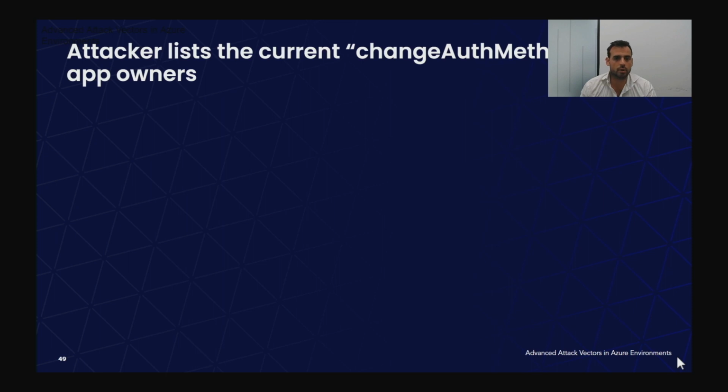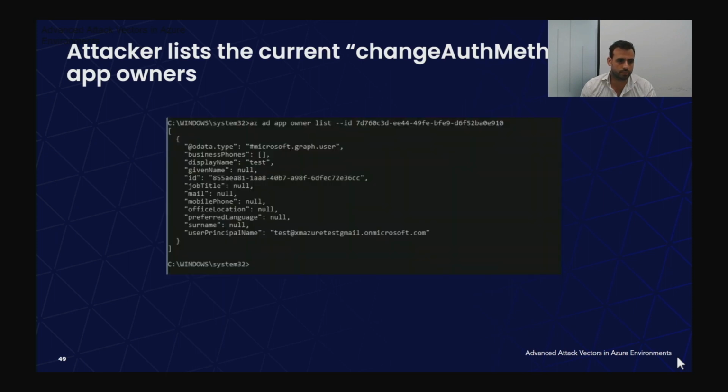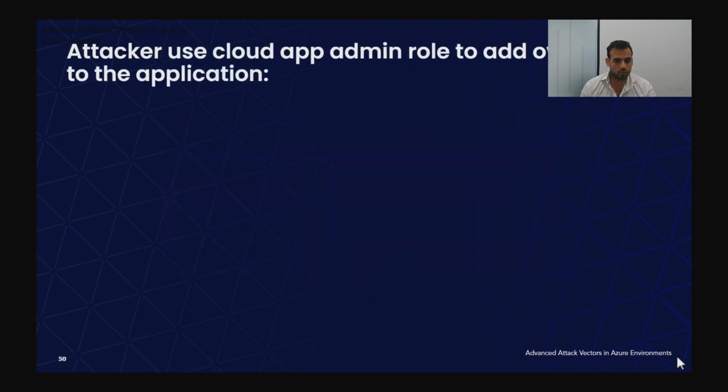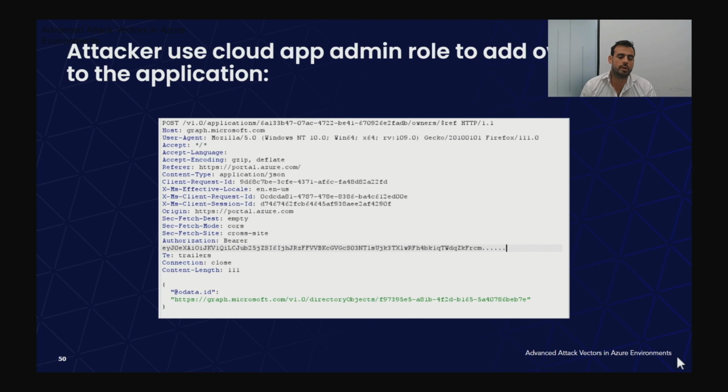The attacker lists the current change of method app owners, and he sees that the owner of that application is currently a test user account. The attacker then uses the cloud application administrator permissions to generate a JSON web token, adds it to the authorization header within the HTTP request that you can see right now, and adds the app ID of the application and the object ID of the user account that he wants to add to the application as owner.